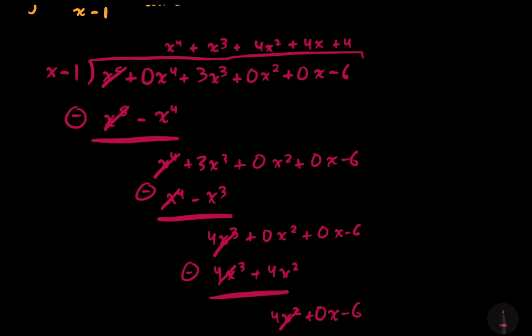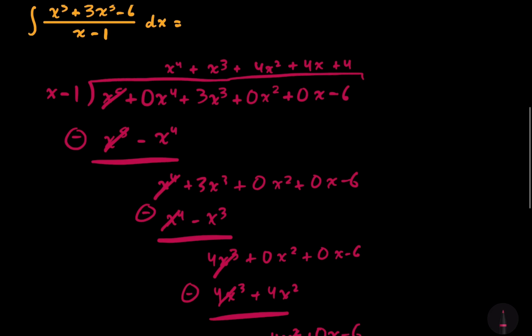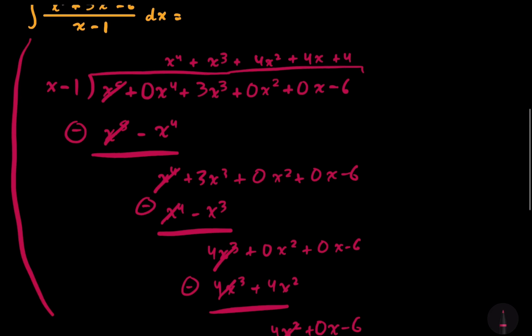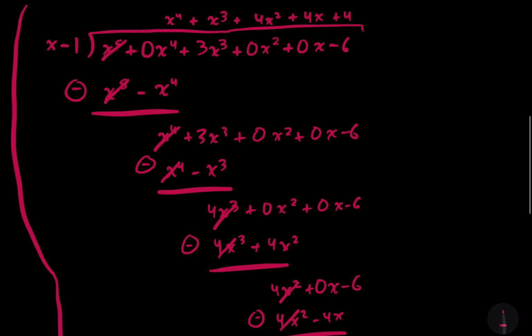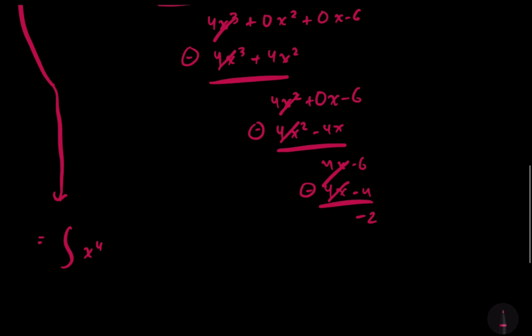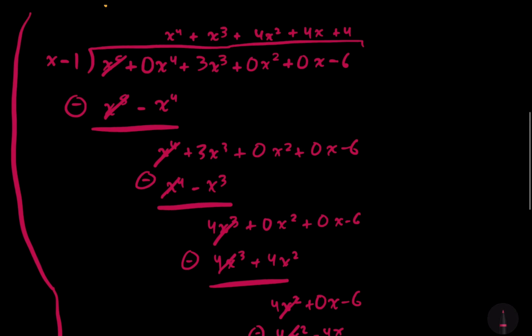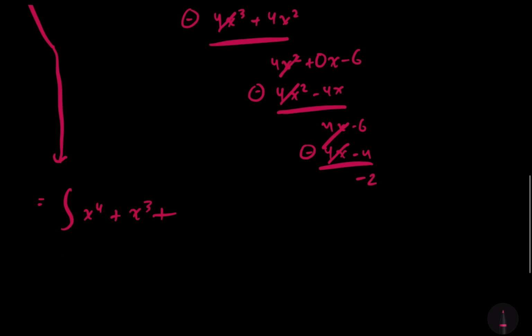So now let's go ahead and rewrite this integral. I'm just going to bring this whole integral down using an arrow so we can have more space to work. So this is just equal to the integral of x to the fourth plus x cubed plus 4x squared plus 4x plus 4. We're just copying down the quotient now. And then here we have this negative 2. So this is negative 2 over the divisor, which is x minus 1, and then dx.